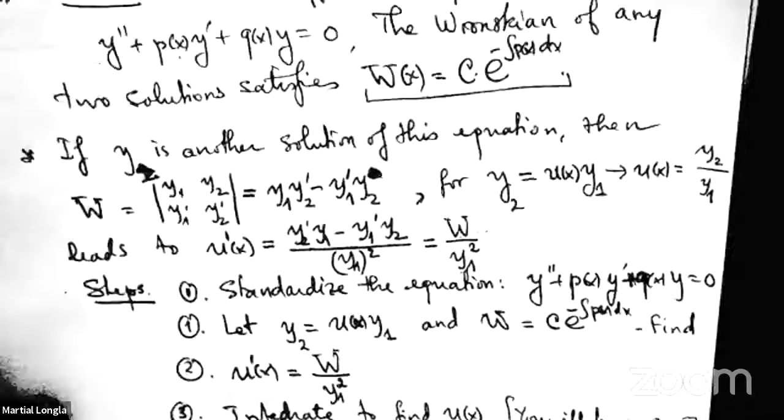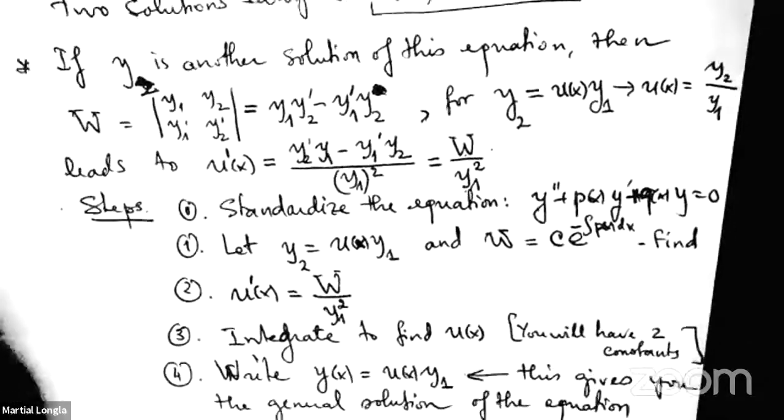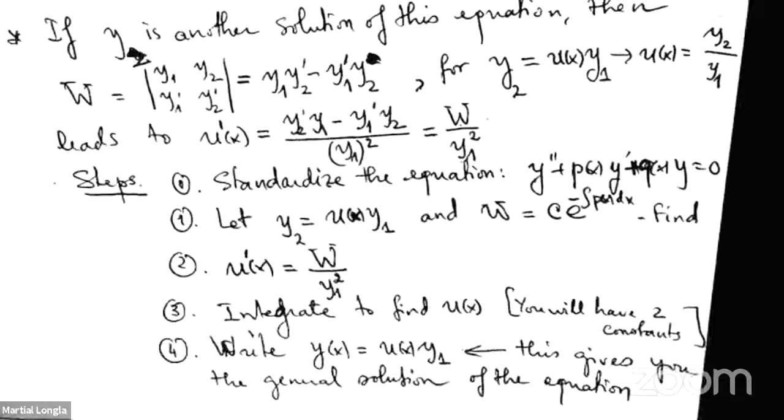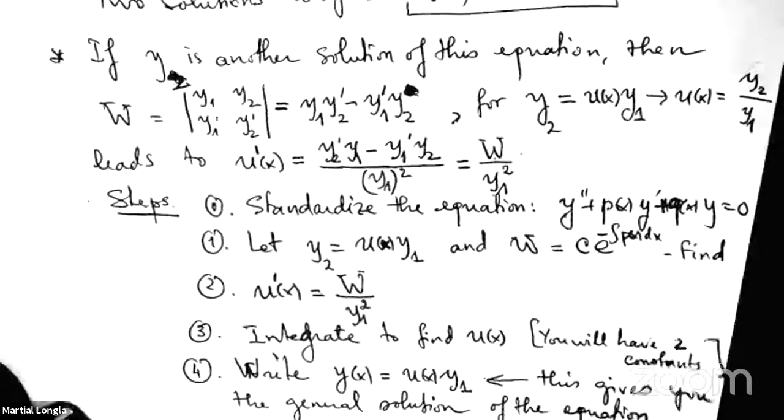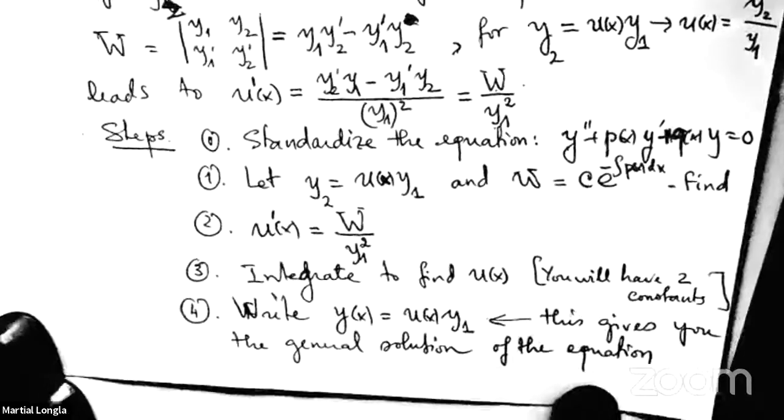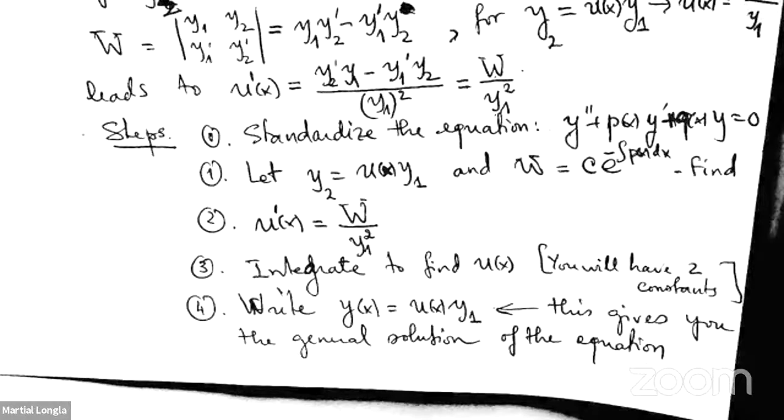And now if the question is asking you to give a solution, then you can pick one of the solutions that you have by just giving some values to the constants to get a second solution. Because right here in this method, you already give the general solution of the problem, and it's really like 4 steps, right?